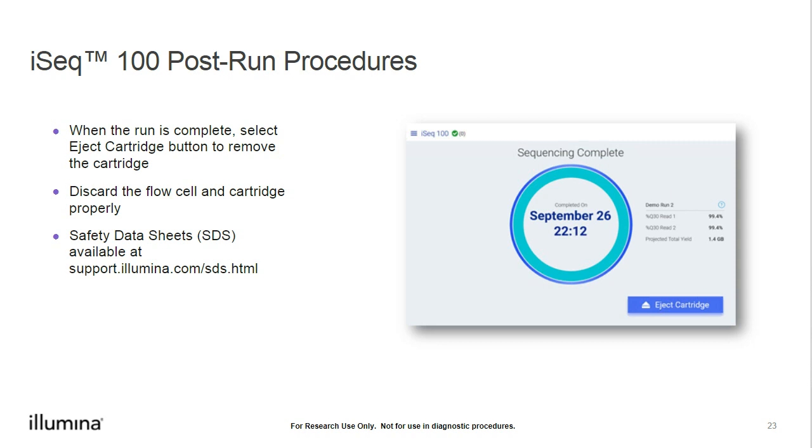After you eject that cartridge at your convenience, you'll just need to discard that kit. For reagent disposal, we do have our safety data sheets on our website, linked here at that support.illumina.com site. And again, just an important note that the flow cell is considered electronic waste because of that CMOS chip, and so it will need to be disposed of accordingly. And then that information in the SDS sheet will help determine the best way to dispose of this reagent cartridge according to your institution's and local regulations.